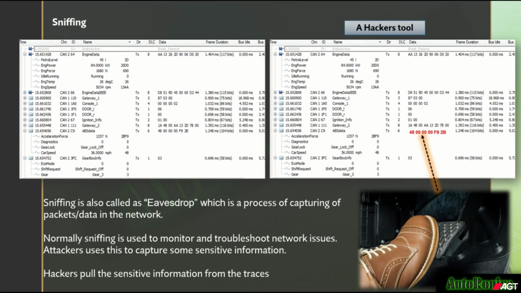Let's say, for example, just by unlocking the door, which message is getting published or activated. Those message values he can hack and manipulate, and he can perform the hacking of the vehicle. Understood?